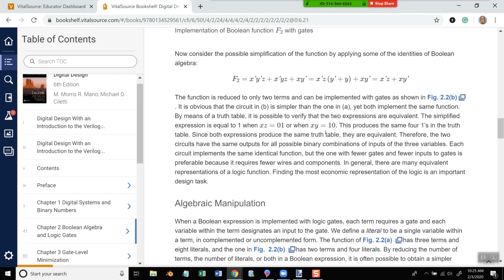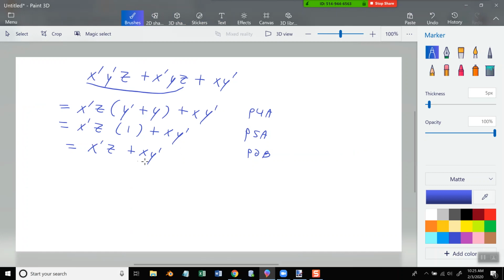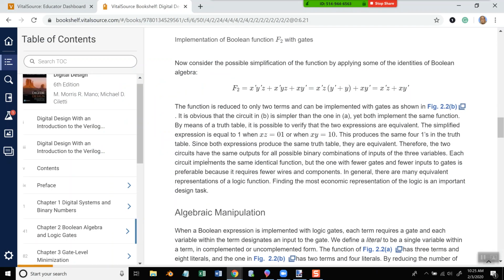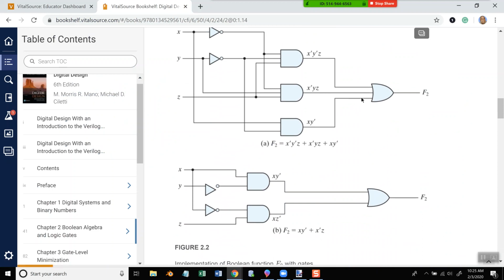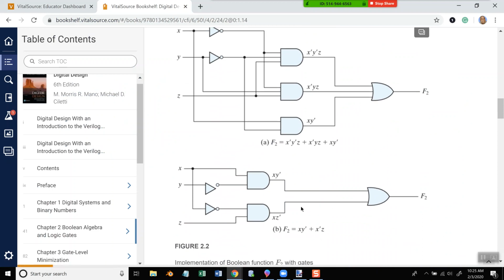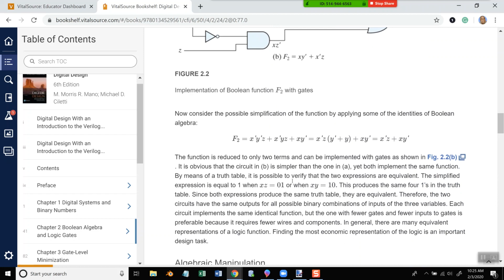Let's see. Same outputs, each circuit implements the same function, but the one with fewer gates and fewer inputs to the gates is preferable because it requires fewer wires and components. I don't think I even noticed that there were fewer wires. I guess it'd have to be fewer wires because you don't have 3 coming into here, you only have 2. Okay, that's obvious. I'll wake up eventually.